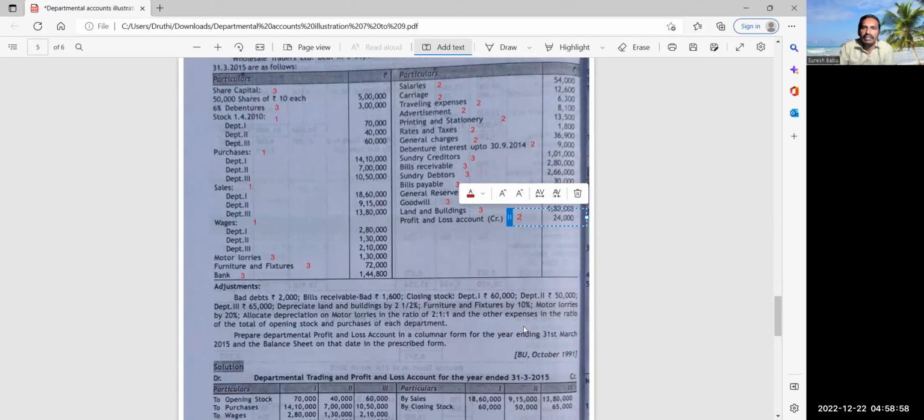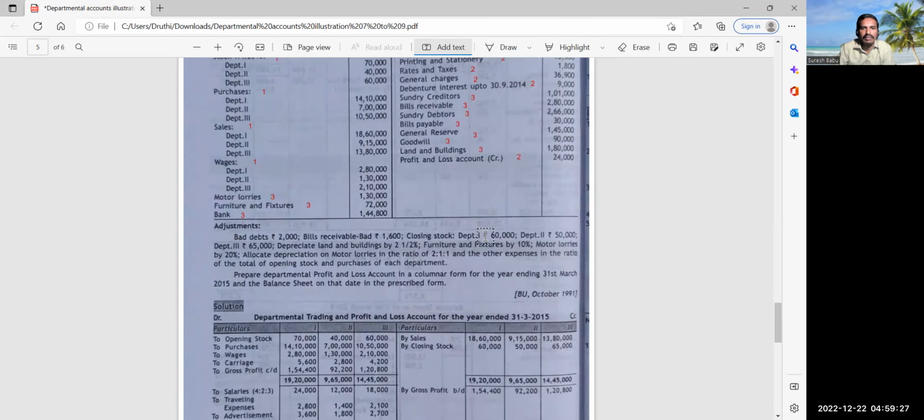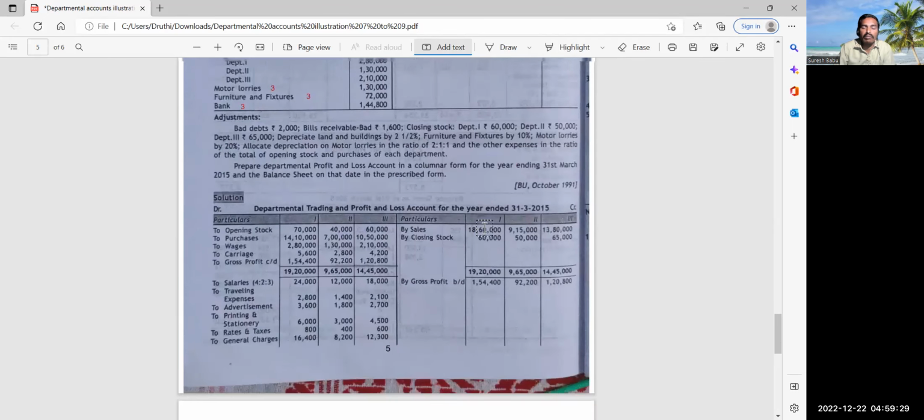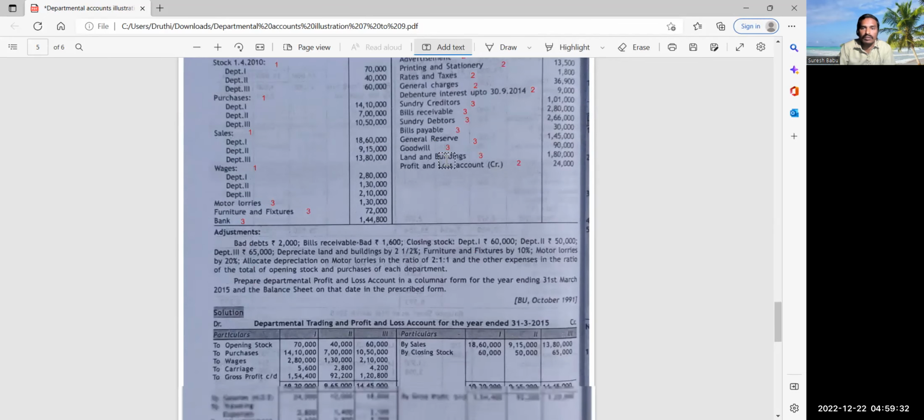See, while preparing trading account, I look only at the items which have been marked with 1, 1, 1, 1, 1. Other items I need not see. When preparing profit and loss account, I look only at the items marked with 2. Others I will not see. While preparing balance sheet, only the items marked with 3 would be checked. Otherwise, that's it. Okay. So the amount I did not say, so amount is implied. You know it very well.